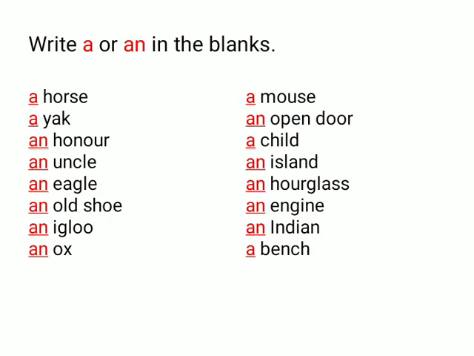Now again here, an ox. Here the first letter of the word ox is O, and O is a vowel. So we use the article an before the singular word, that is an ox.